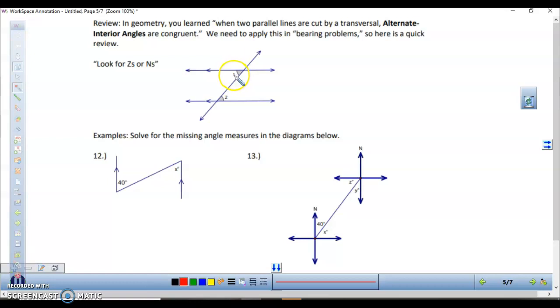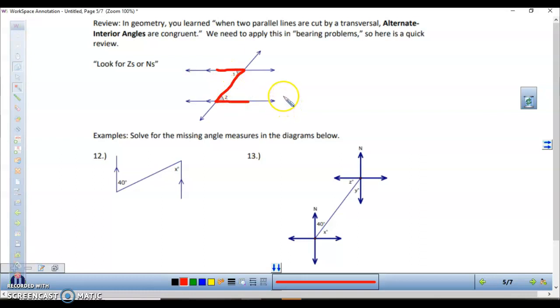It forms alternate interior angles, and those alternate interior angles must be congruent if the lines are parallel. Now in geometry class, your teacher probably told you, I know I tell my kids, to always look for z's. Here's what I mean by a z. I know it's hard for me to draw on this little tablet. But whenever you see a z and the top and the bottom of the z are parallel to one another, then those alternate interior angles would be congruent.